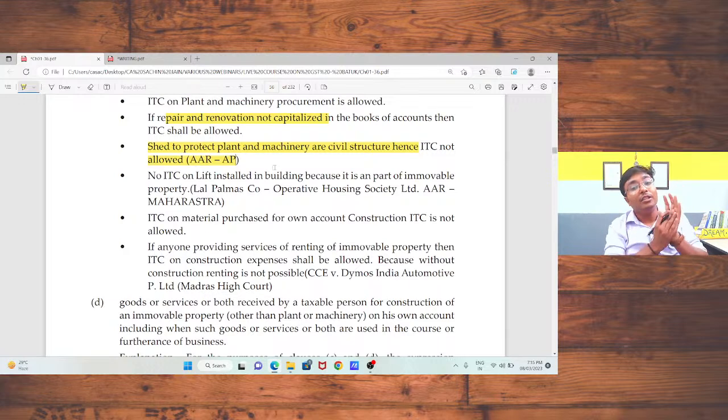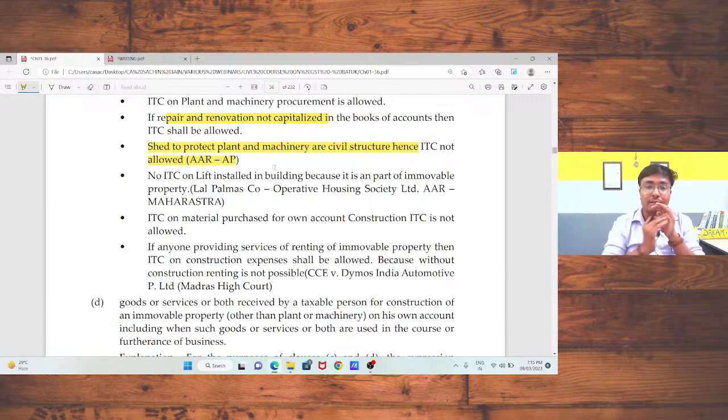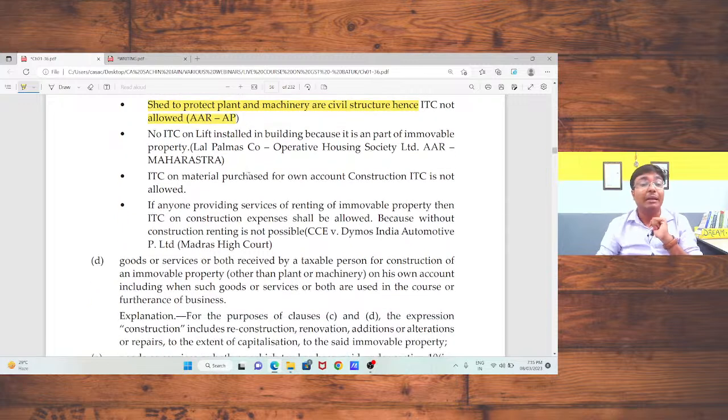And shed is also movable. I can transfer that shed from one place to another place very easily. There is no loss. Okay, so in that case, input should be allowed as per my opinion. But a lift installed in a building is a part of immovable property, because this is an internal fitting. There are various positions for internal fitting or external fitting.